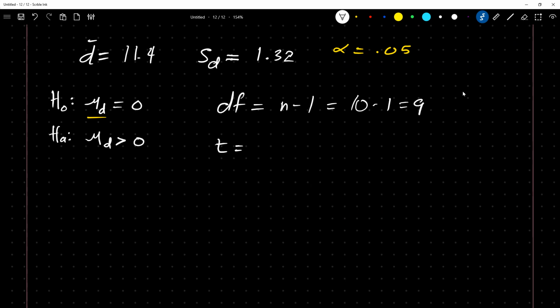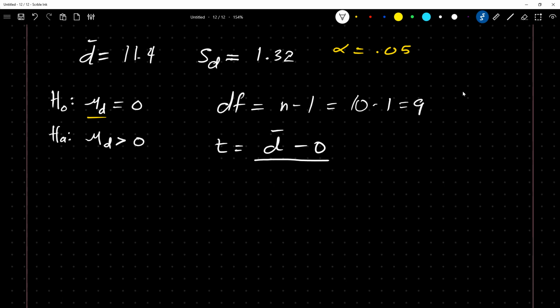Okay, so what we're going to do here is say our t-score is the mean of the differences minus 0, because that's our hypothesis about the mean of the population of differences, that it is 0. Typically we would do x bar minus the mean. In this case, we're making the hypothesis that the mean is 0. So that's where we're going to get this calculation.